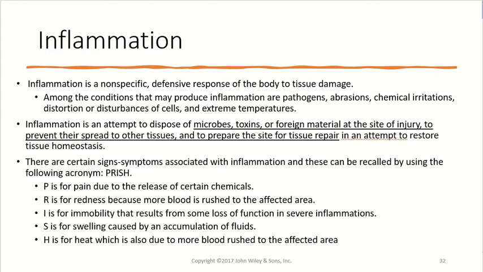S is for swelling. This is going to be caused by an accumulation of fluids. And H is for heat. And this is going to be due to that increased blood rushing to that affected area. So that is our inflammation.